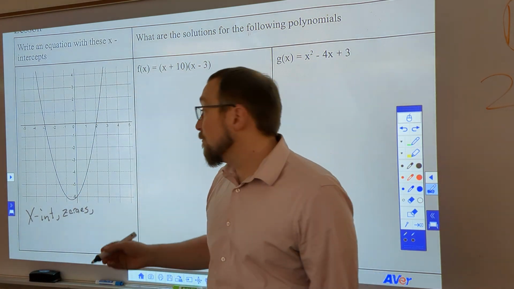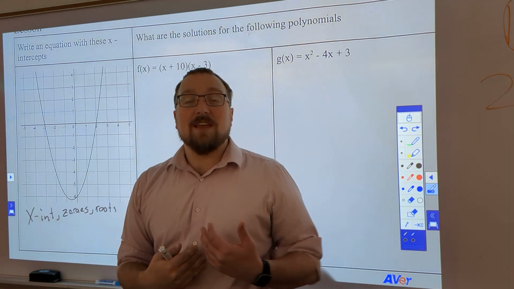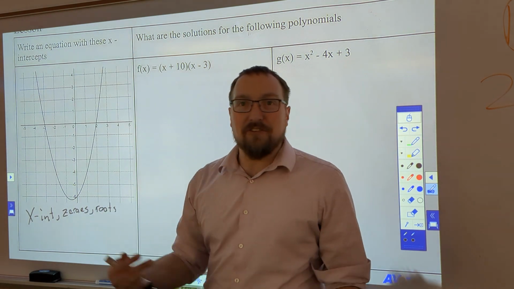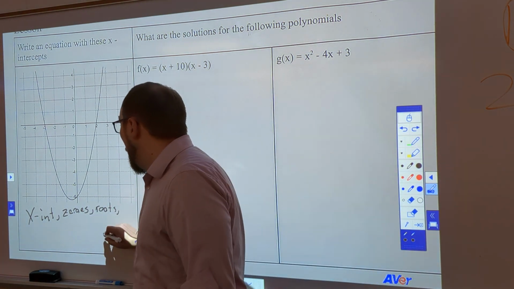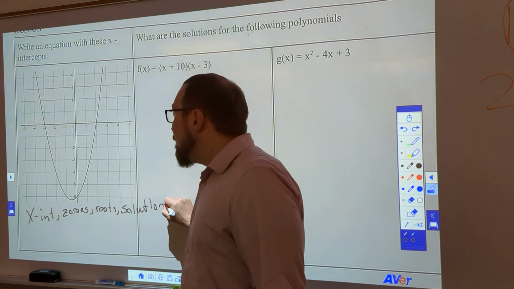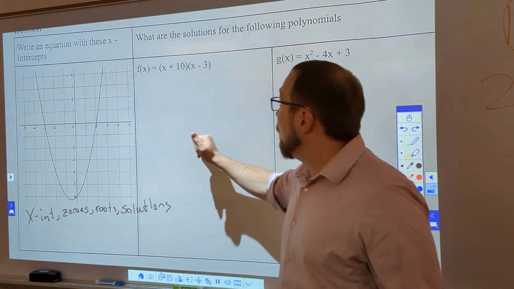We'll also call them roots. Think of it like a root is something that something is built on. So these are the roots. The x-intercepts are things that it's built on. And last, we'll call them solutions. So if you ever hear me ask for any of these things, you're going to solve it in one of these 3 ways.